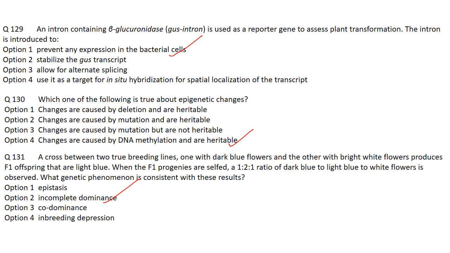Next one. Which one of the following is true about epigenetic changes? Changes are caused by DNA methylation and are heritable. Answer is option 4.